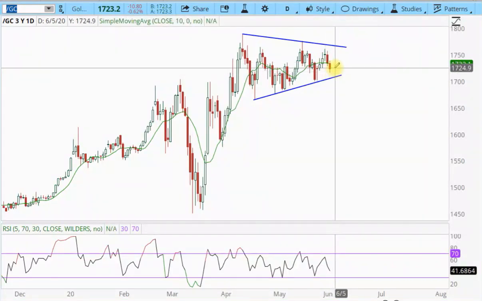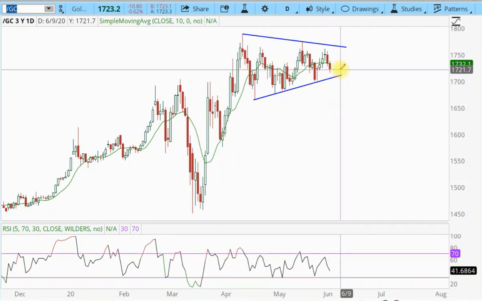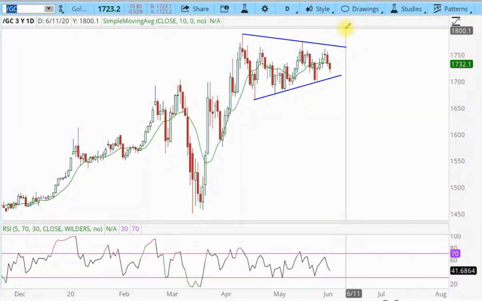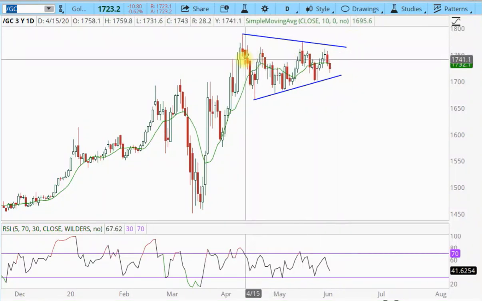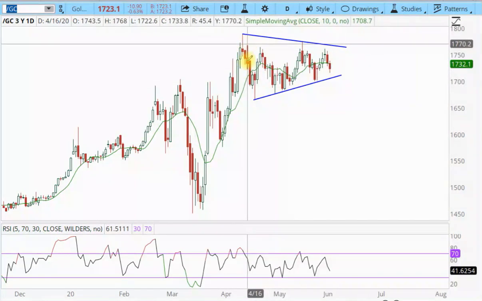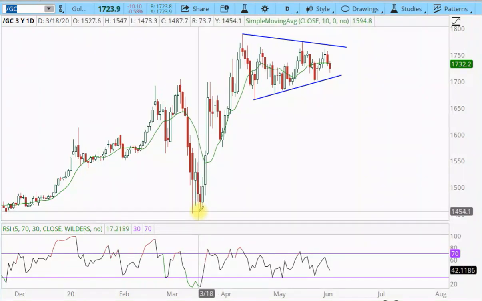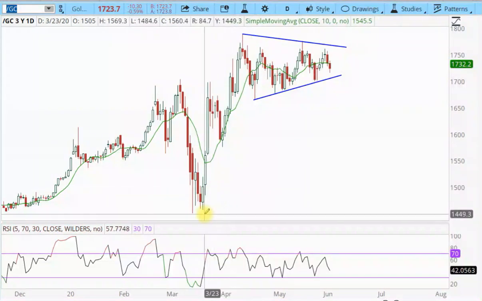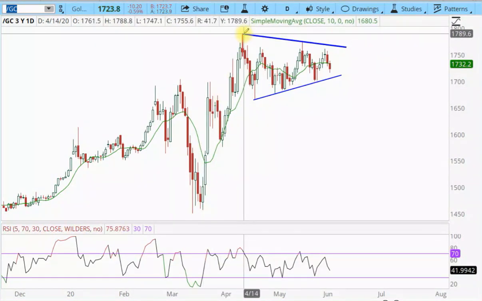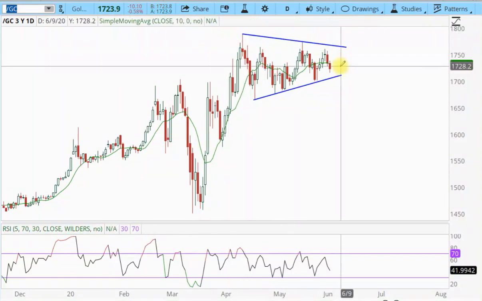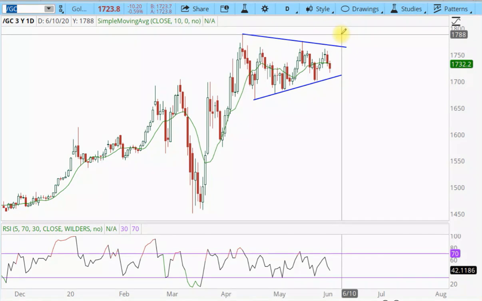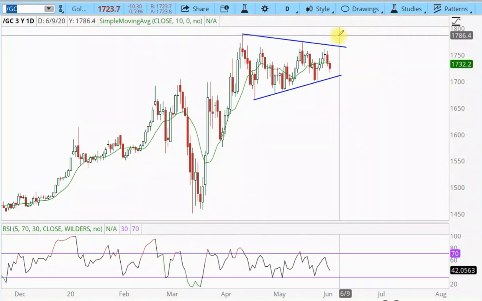And I do anticipate that eventually gold will break out of this triangle pattern, and the move will be to the upside. And if this is a midpoint consolidation, then you would expect a move roughly similar in magnitude as the initial move, which was from, let's just call it 1450 to almost 1800, so about 350 points. So when we break out of this, you would expect a rally of somewhere between 300 and 350 points, which could take gold above 2,000.